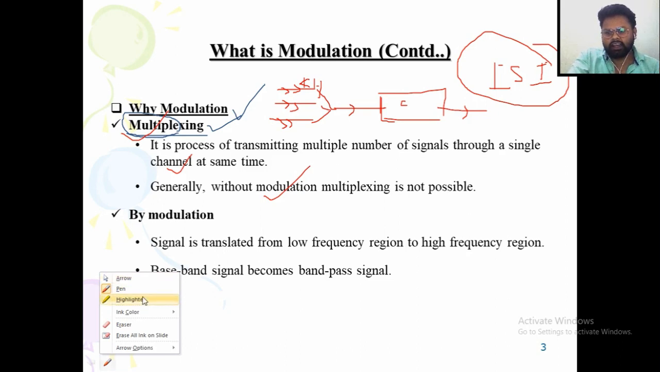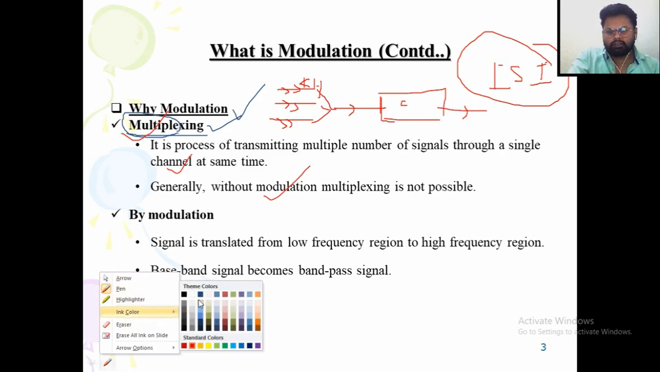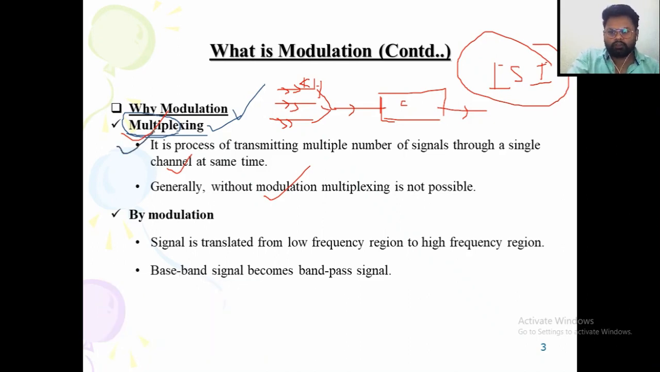These are the reasons why we go for modulation. For long distance communication systems, our signal must be modulated, right? What happens if modulation takes place? The modulating signal, which has a very low frequency, is converted into a high frequency. After modulating the low frequency signal with the carrier signal, we get a high frequency.